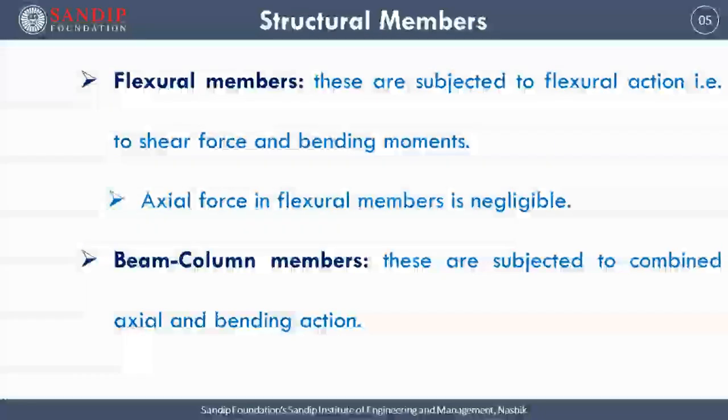Now, the next category is flexural member. In flexural members, the load is transferred through shear force and bending moment. Suppose this is one beam, a flexural member. When the member is subjected to lateral load, that means this is the axis, and perpendicular to the axis, a load is acting. In that case, that particular member will be treated as a flexural member.